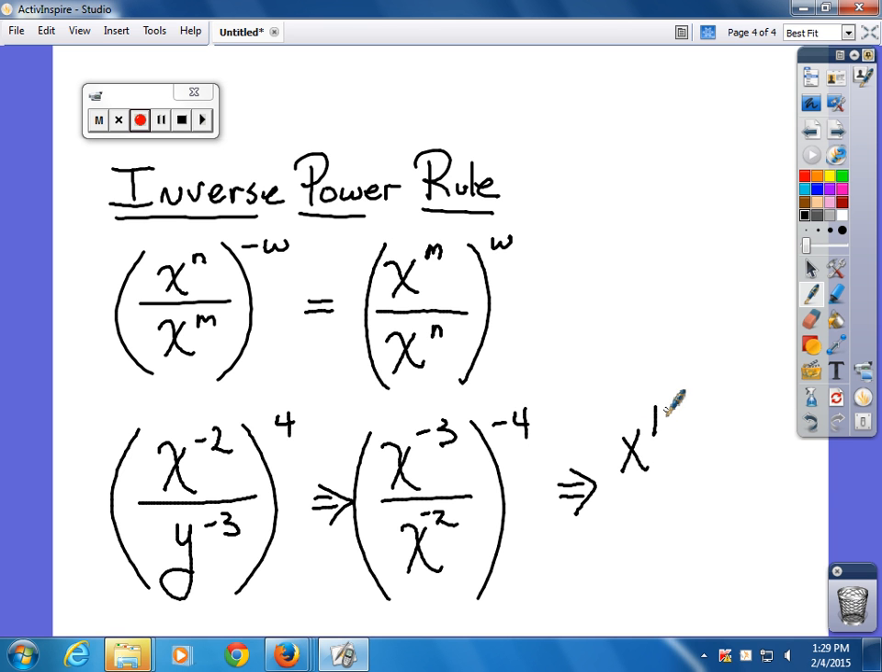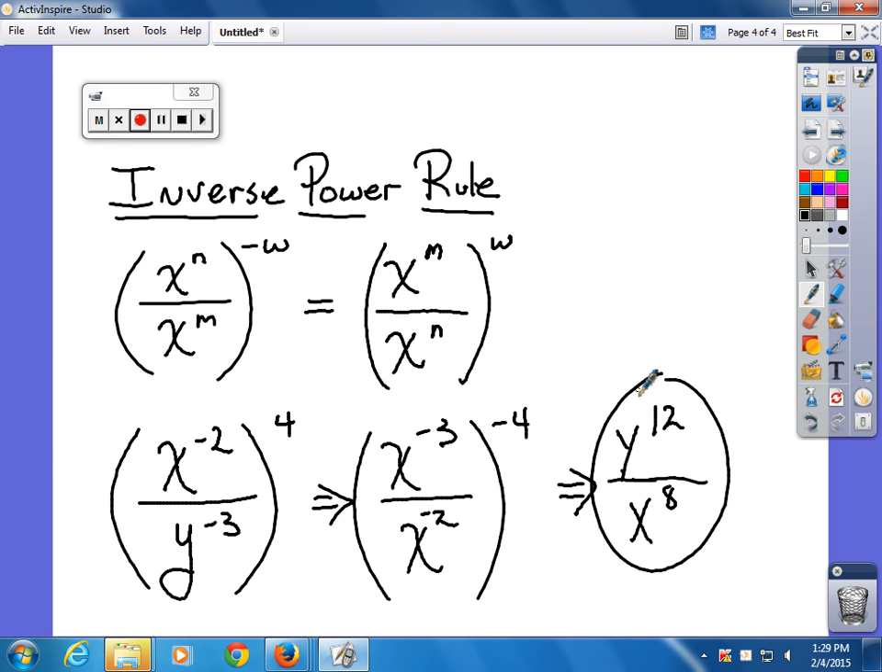X to the 12th. And what's negative 4 times negative 2? Y to, I'm sorry, one of them is Y. Okay, this is Y. Sorry. Y to the 12th, and the bottom one is X to the 8th. And therefore you don't have to worry about negative exponents. So that's an example of why you would use the inverse power rule. You don't necessarily have to use it. It's just something that makes life easier.